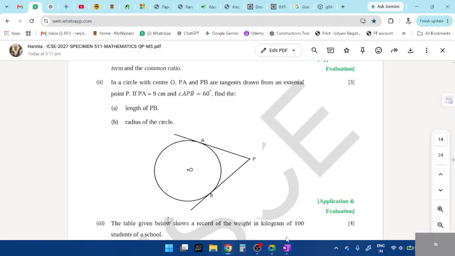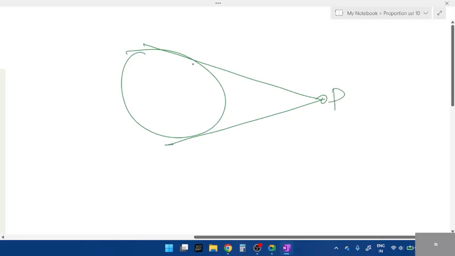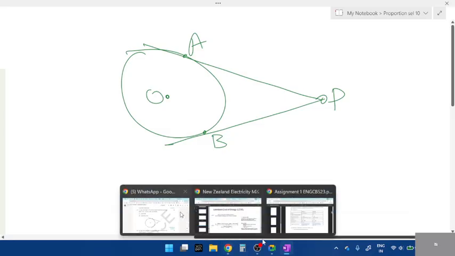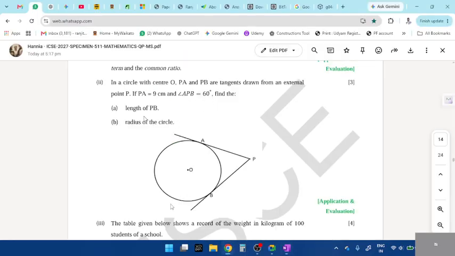Okay, A, B, and we have P. P here, A here, and B here. And this is O. They have given, find the length of PB. Okay, and what else do you need to find, students? The radius of the circle. APB is 90 degrees.